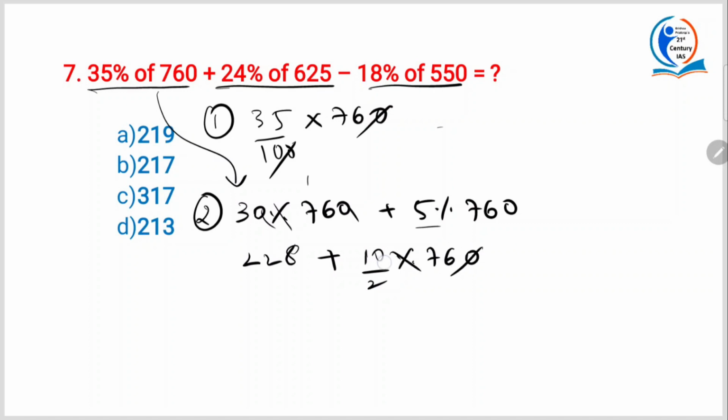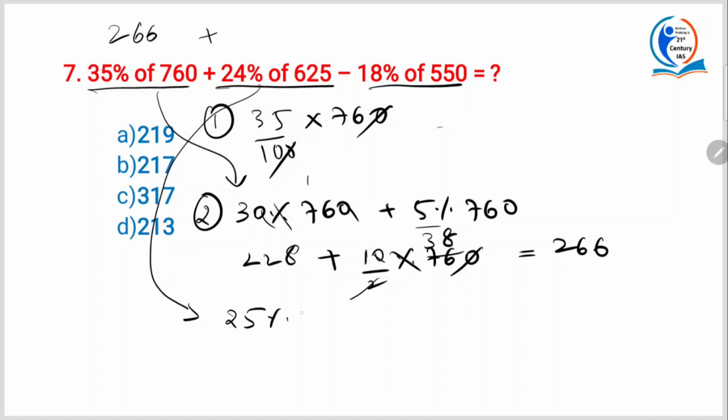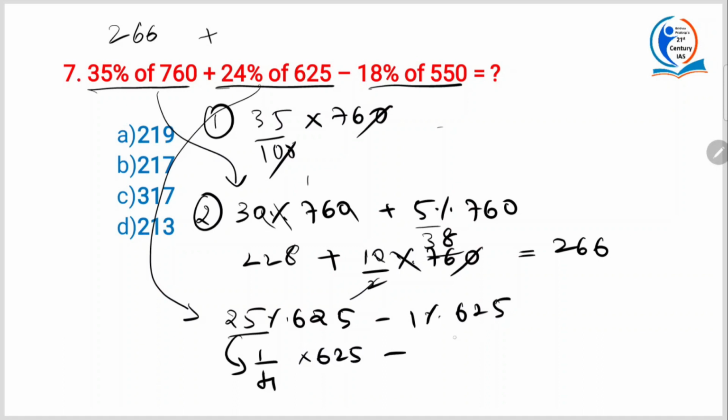So this 1%, 2 zeros are gone. Now 2 ones are 2, 38s are... So this one is how much? 266. The value of this is 266 plus 24% of 625. Now this 24% of 625 can be written as 25% of 625 minus 1% of 625. Now what is 25%? I told you in the basics part, 25% in fraction form can be written as 1 by 4.